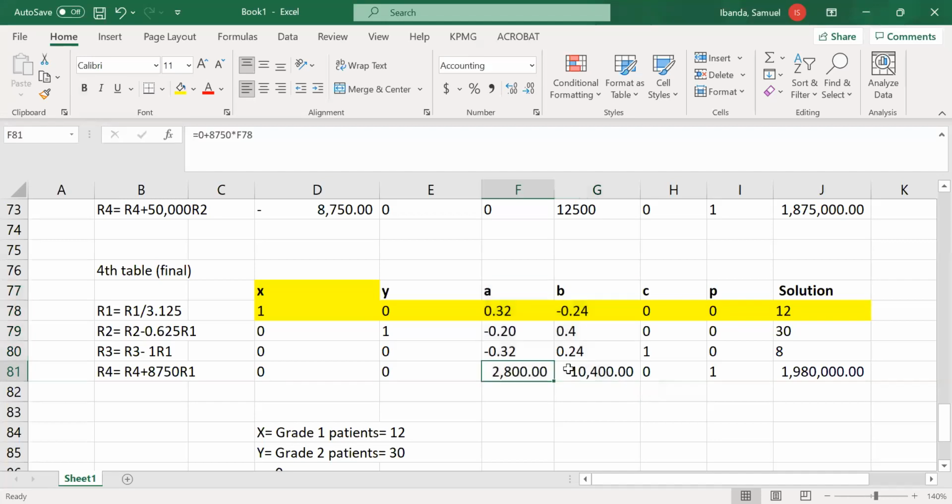So the 2,800 and the 10,400, we regard them as dual prices. Basically, the prices for doctors' time and the drug supply within the week, because these are scarce resources. So that is what exactly happens. That is what the examiner basically needed in this section. So I hope that you can be able to get it.